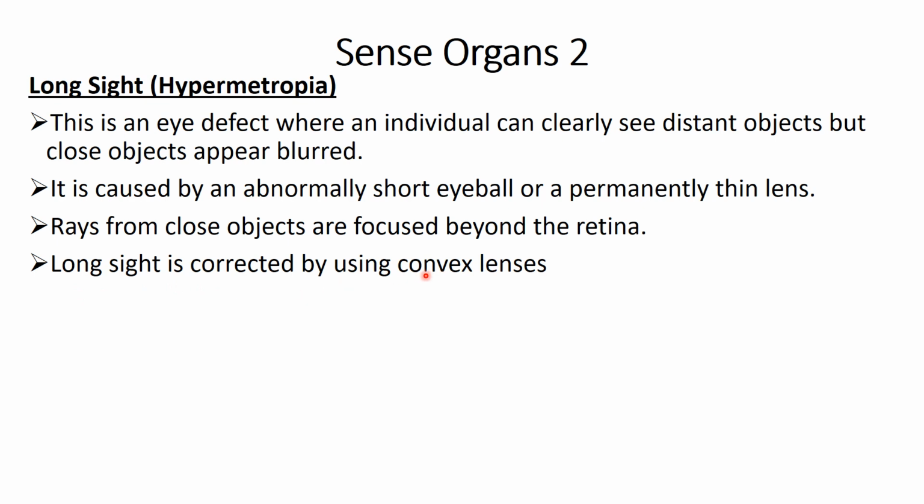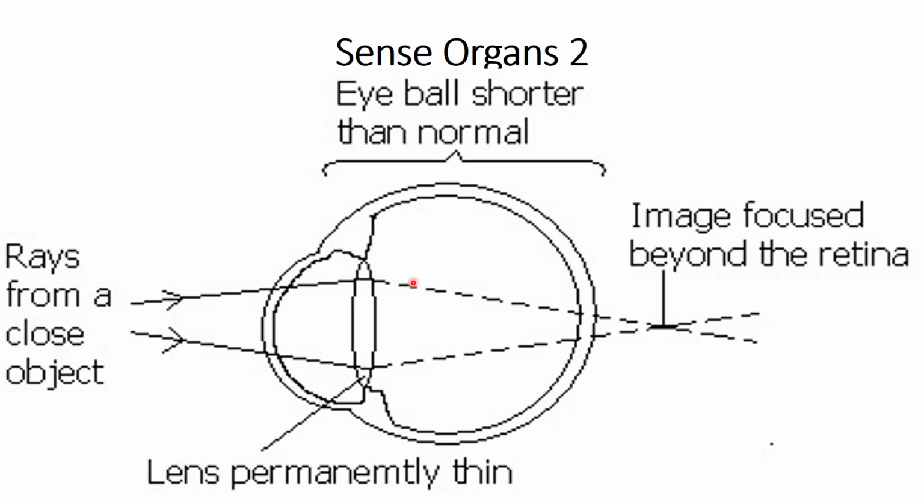In myopia, we use concave, but here we're going to use convex lenses. Convex lenses are lenses that are thicker in the middle and thinner on the edges, like on top and on the bottom. So let's take a look at the eyeball of an individual with hypermetropia, and also how the convex lens looks and how it is used to correct hypermetropia.